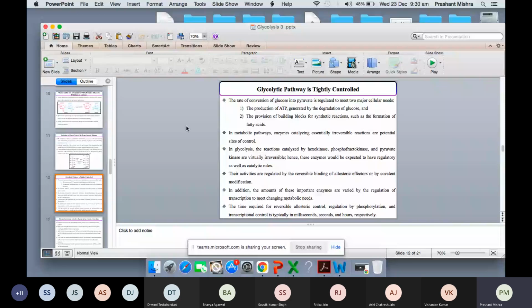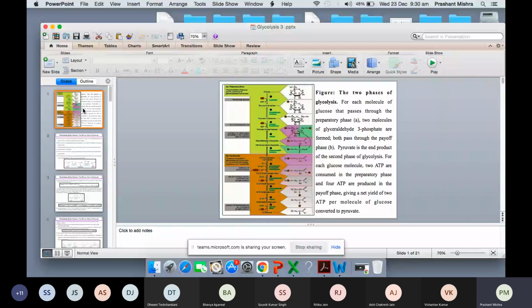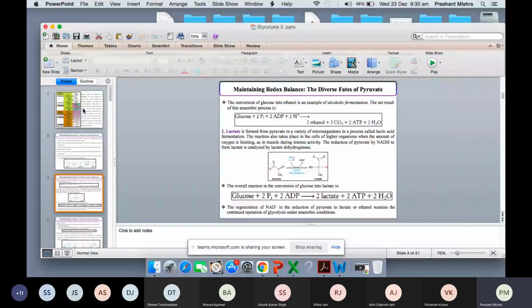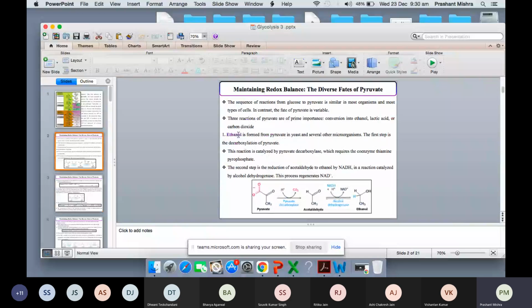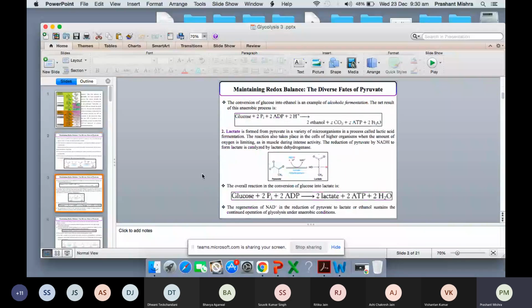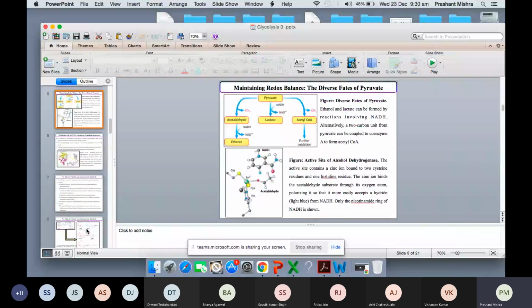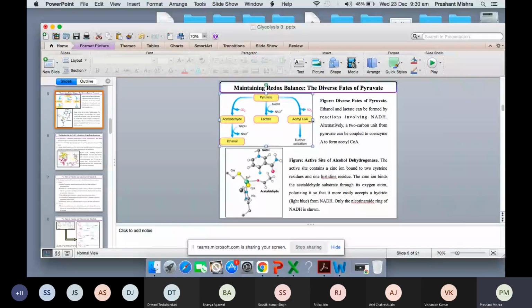So now, after discussing this, we will be starting the third aspect of glycolysis. Let me just go back. Here, what we have talked about is that pyruvate can form ethanol, or it is also possible that pyruvate can form lactate. And the third option given was that pyruvate can form acetyl-CoA, and this acetyl-CoA is the one which will go for further reaction.